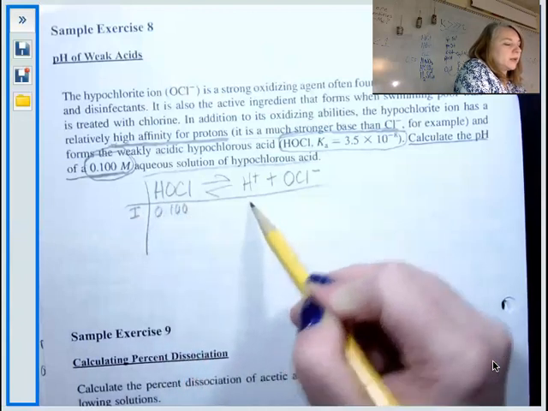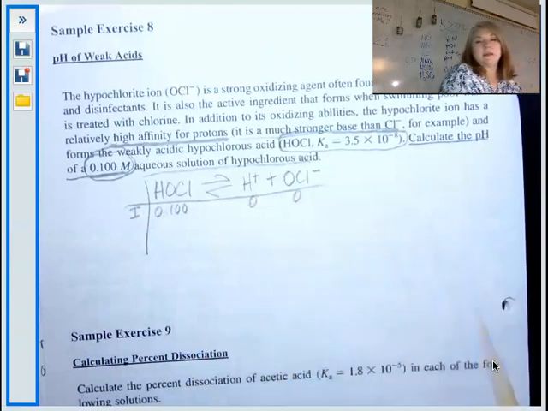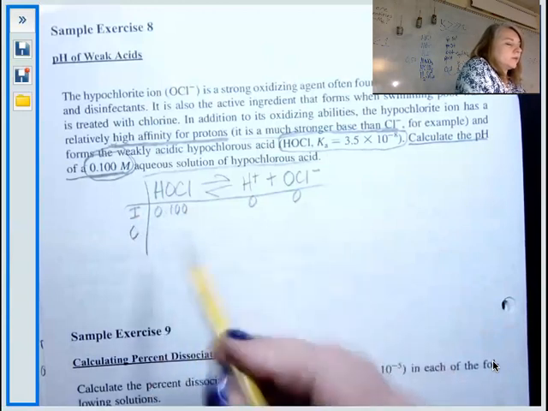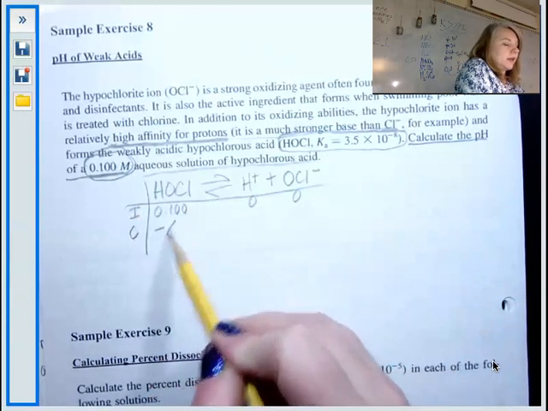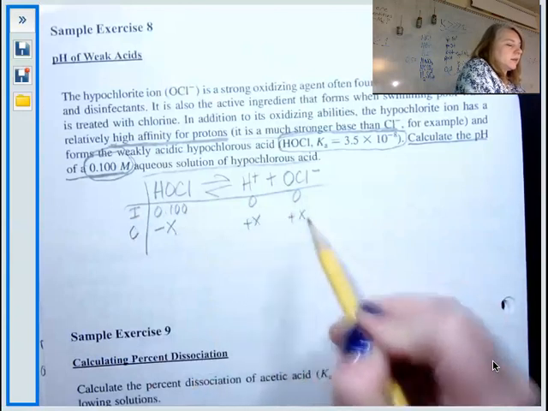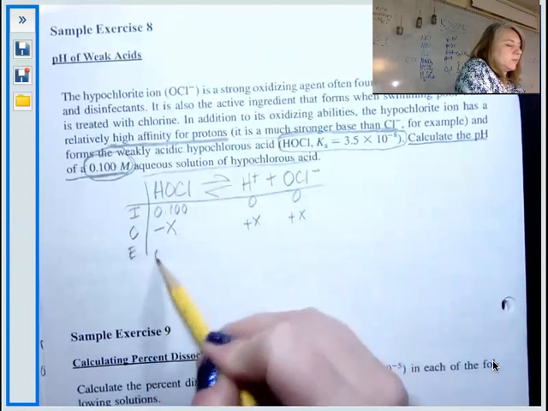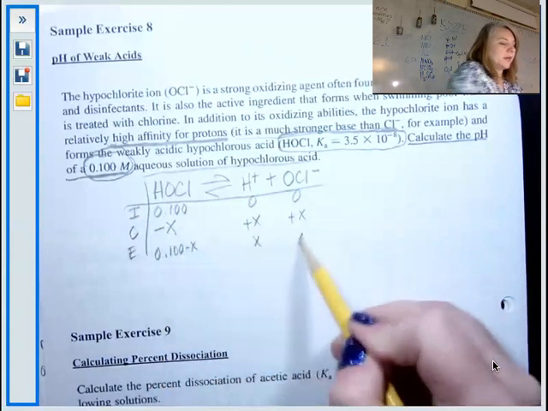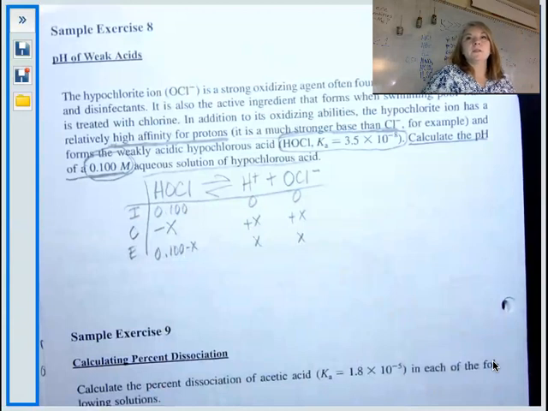We don't know what the concentration of these is, or we'll just say before we dump it in water, it's 0. And our change, since those are both zeros, this would be a minus X, this would be a plus X, and this would be a plus X. And at equilibrium, this would be 0.100 minus X, this would be X, and this would be X. Go with me on that?